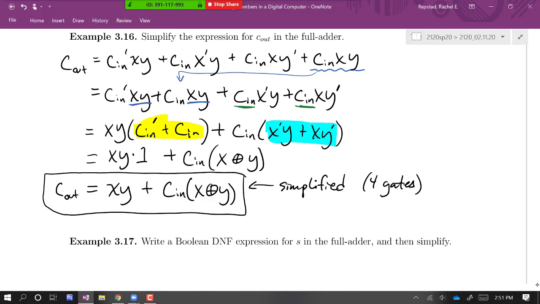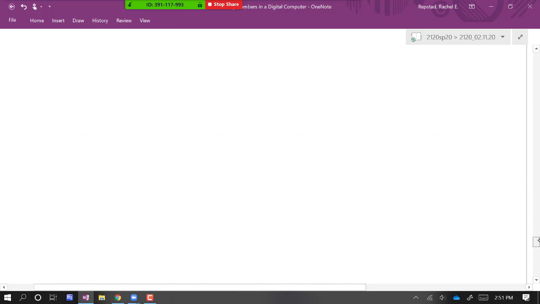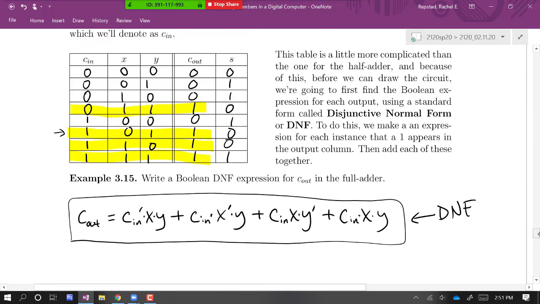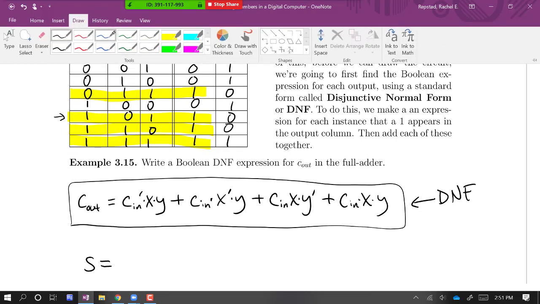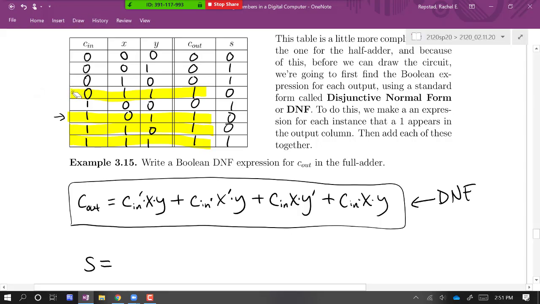Ready for the next one? We did the carry out, now we need to do the sum. So I'm going to scroll back up first so we can construct the DNF form for the sum, and then I'll copy it over on the next page. I'm going to erase these highlights because I want to make new ones.